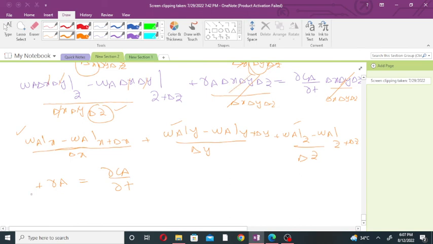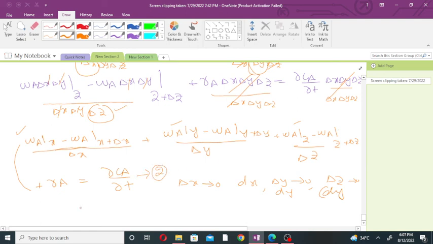Now from the definition of first order derivative, if delta x tends to 0, then this will become dx. If delta y tends to 0, then this will become dy, and if delta z tends to 0, then we will write this delta z in this form. So using the definition of first order derivative, we will write this equation. Suppose this whole is equation number 2.